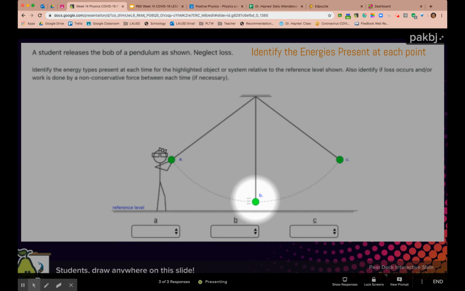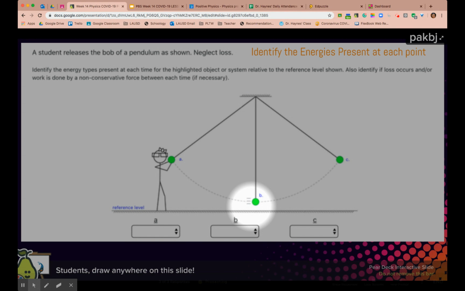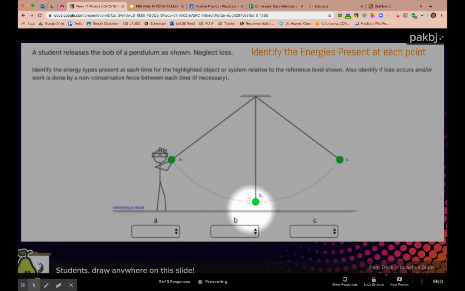Okay, so here at point B, I see that someone said that it has kinetic energy. Remember when you see these three lines right here? Those three lines represent that something is moving. So when something's moving, it always has kinetic energy. So it has kinetic energy, but then it would have potential energy because it's still just a little bit above the reference level. It's really close to the reference level, but it's still above it.